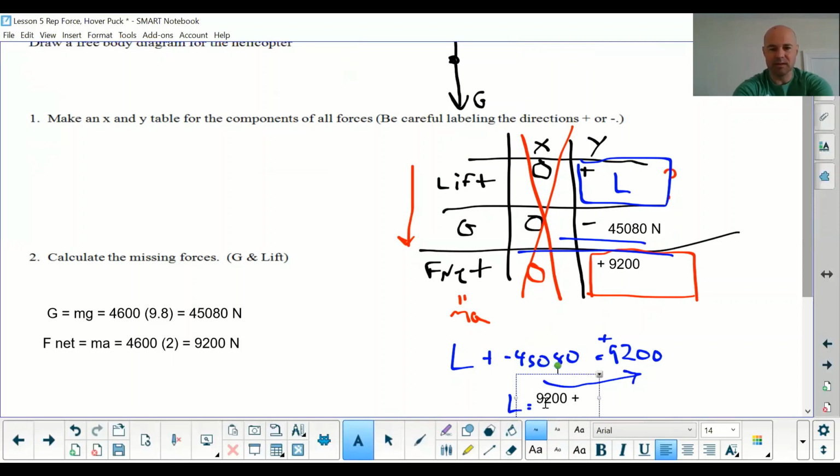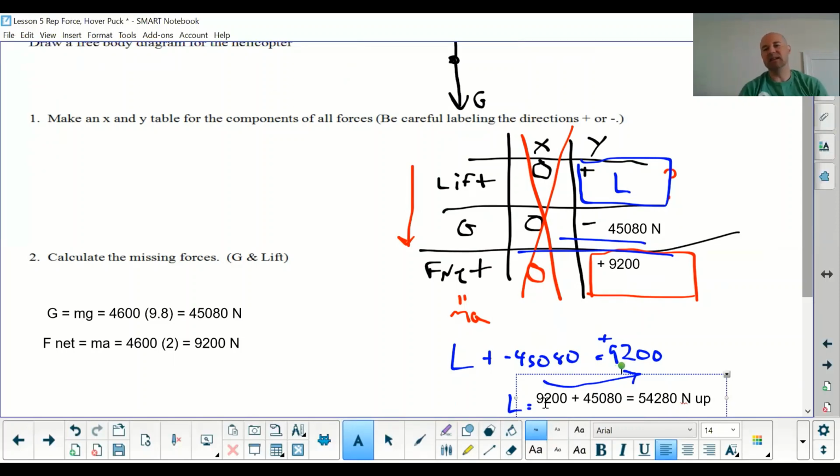9,200 plus the 45,080, and you should get something like 54,280 newtons, and it's going up. So that's it. That's problem number 2. Pretty simple, only one direction.